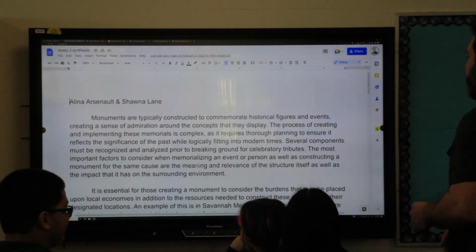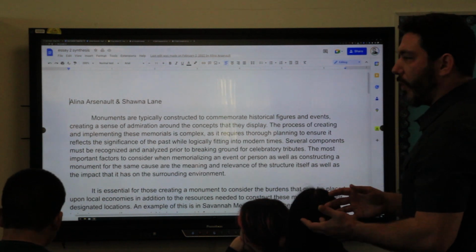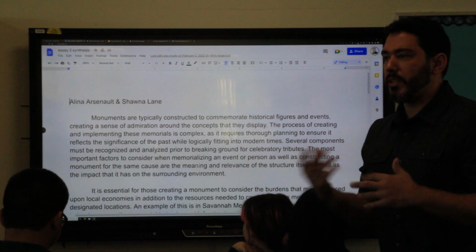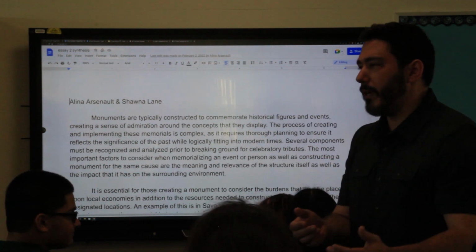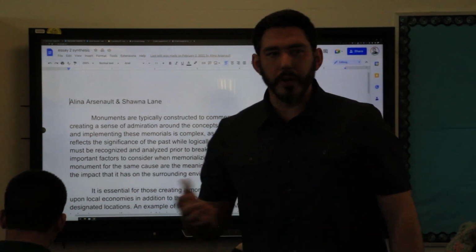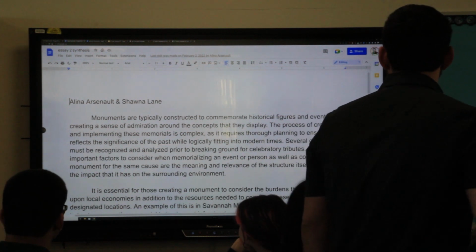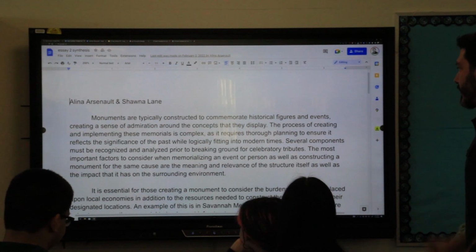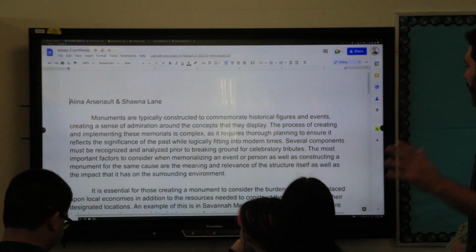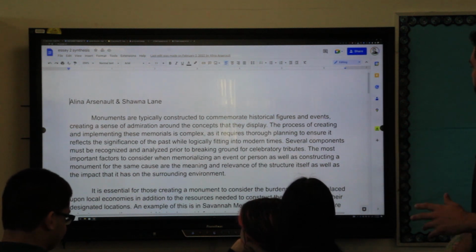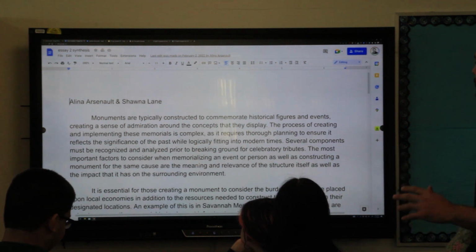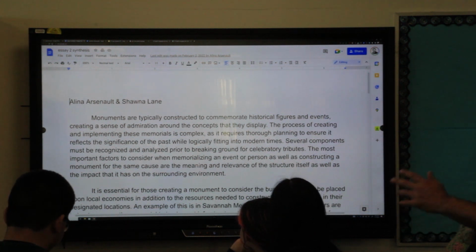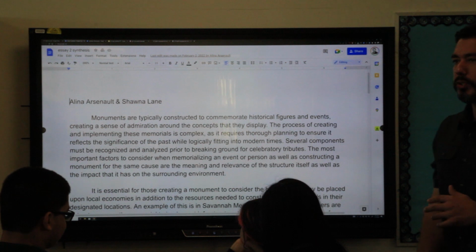Then, the process of creating and implementing these memorials is complex. That's the nuance. Yes, they're important, but in order to make them, we should be aware of a lot of little details. Okay. It requires thorough planning to ensure it reflects the significance of the past while logically fitting into modern times. Several components must be recognized and analyzed prior to breaking ground for celebratory tributes.